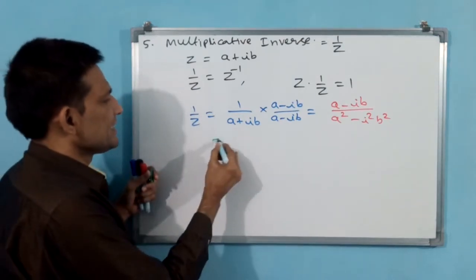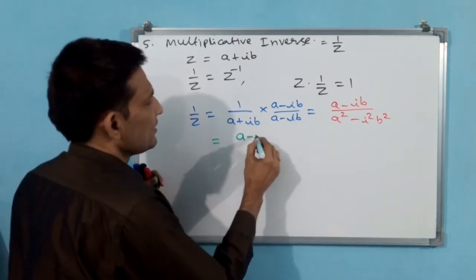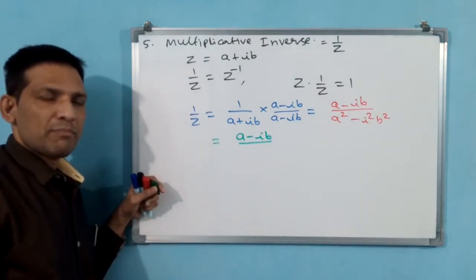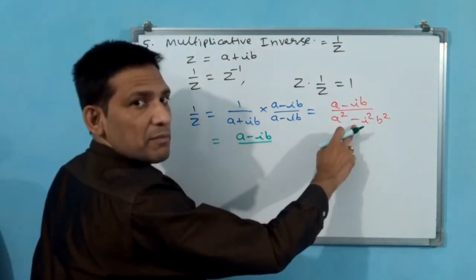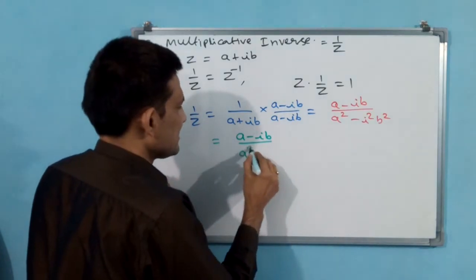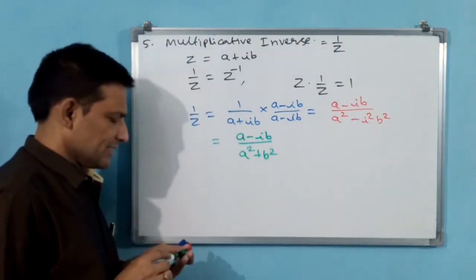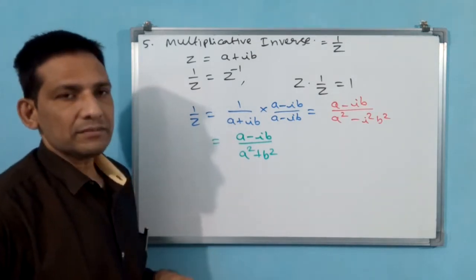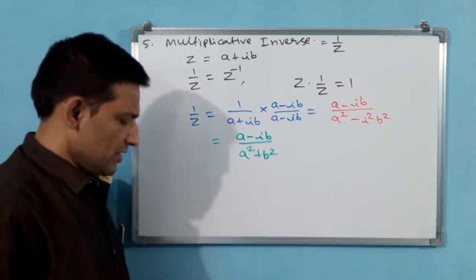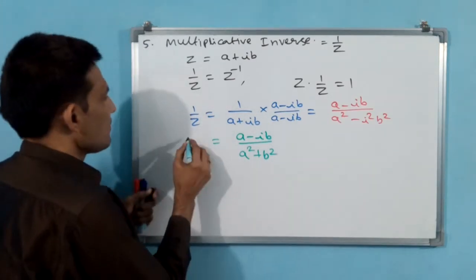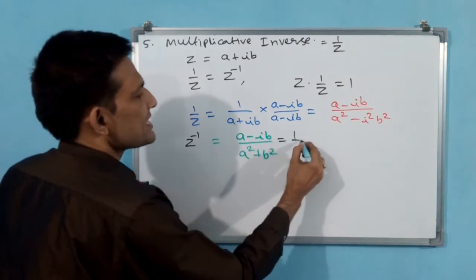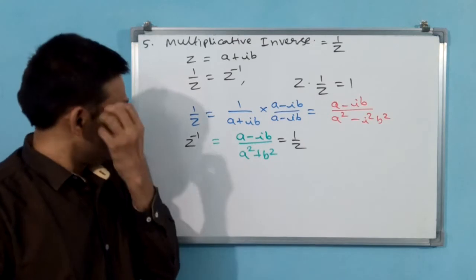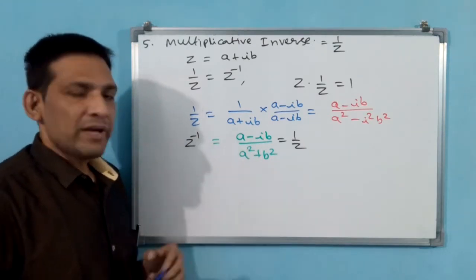Okay, finally, a minus ib, divided by... you see, i square value we know, minus 1. Minus 1 minus plus 1, a square plus b square. Okay, this will be your inverse, z inverse. You see, this you can write as z inverse or 1 by z. Both are same. Okay, a minus ib by a square plus b square.